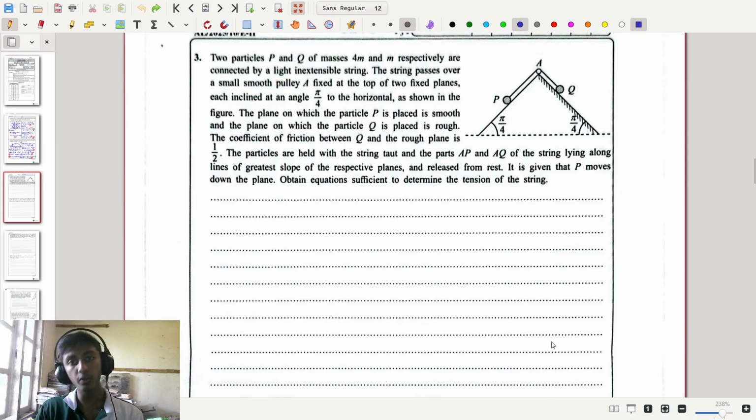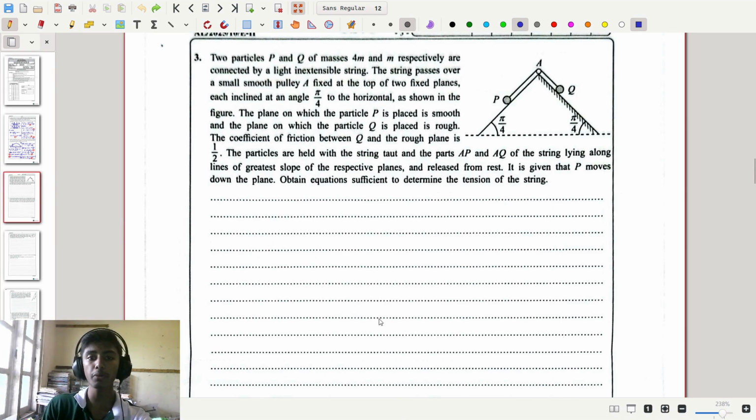So all we need to do is to obtain the equations. We don't need to solve them or anything. We just need to obtain a bunch of simultaneous equations that we could potentially use to cancel out a bunch of variables, and simplify down to get tension equals an expression of the variables that we do know.